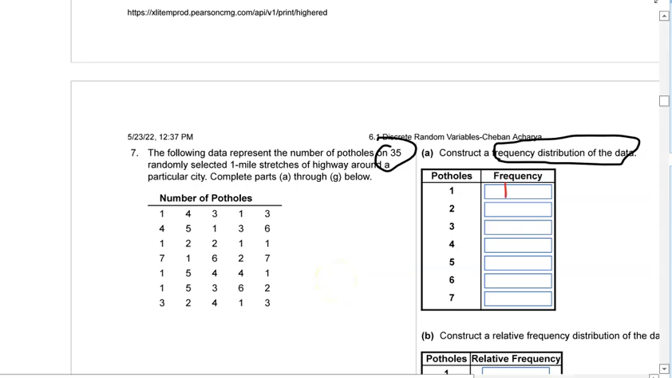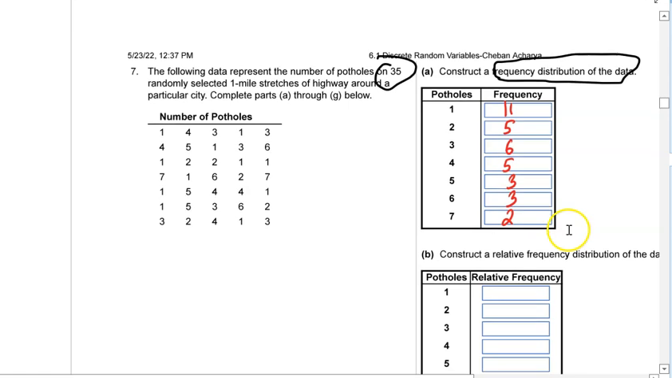Similarly, you count the frequency of 2, which is 5. The frequency of 3 is 6, the frequency of 4 is 5, the frequency of 5 is 3, the frequency of 6 is 3, and the frequency of 7 is 2. If you add all of them, the total must be 35. That's the total frequency, correct?